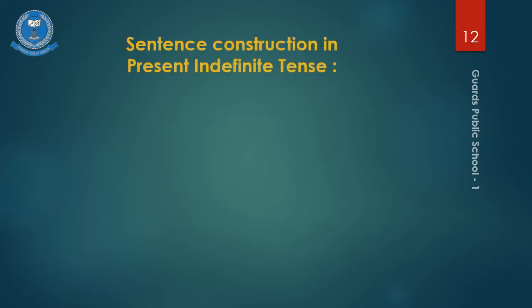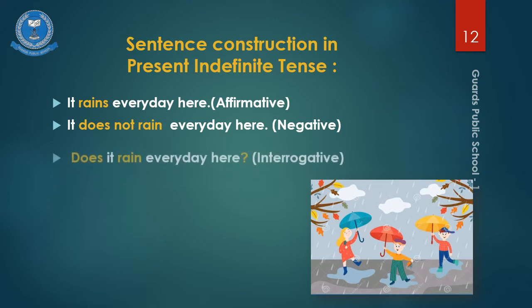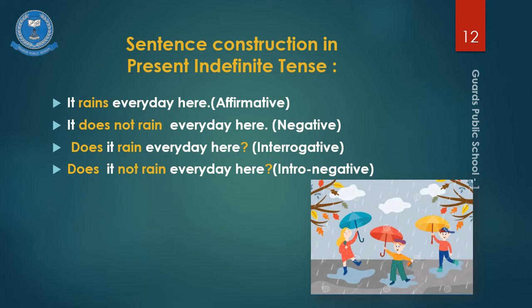Sentence number 2 is: It rains every day here. This is affirmative and the verb is written with s. Our negative structure is: It does not rain every day here. Interrogative is: Does it rain every day here? Question mark. And finally, our interro-negative is: Does it not rain every day here? Question mark.